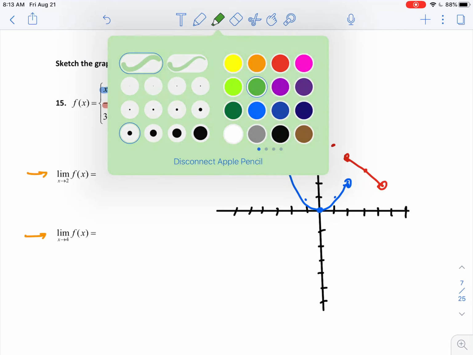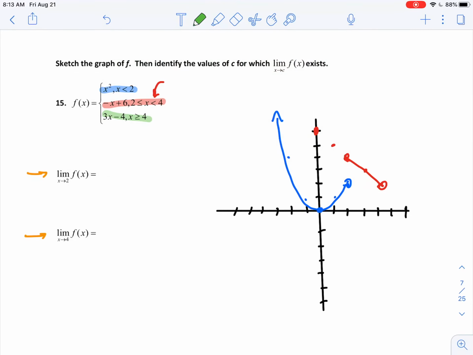And let's go green. So 3x minus 4. 1, 2, 3, 4. 1, 2, 3 over 1. 1, 2, 3 over 1. 1, 2, 3 over 1. Oh boy. So to figure out this last one, what is that? 3 times 4, so it's going to be up here at 8. And that's going to be looking like that.